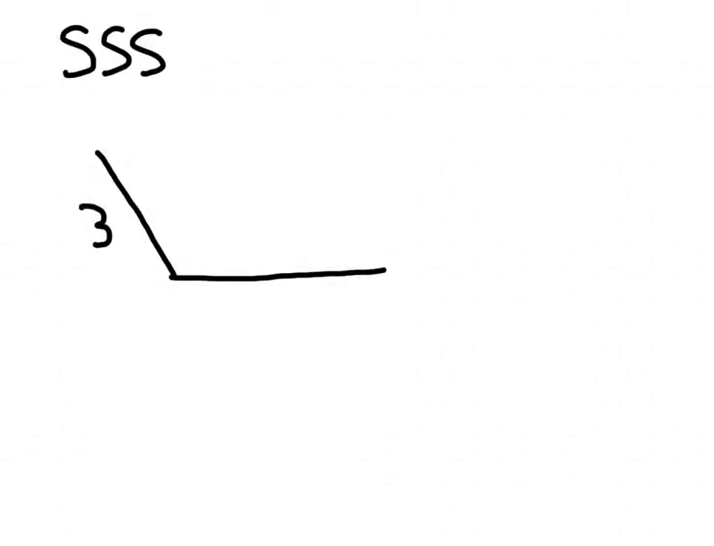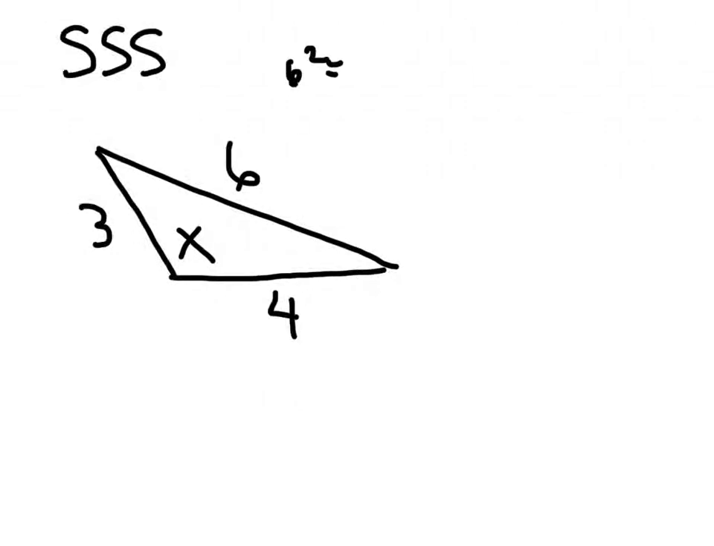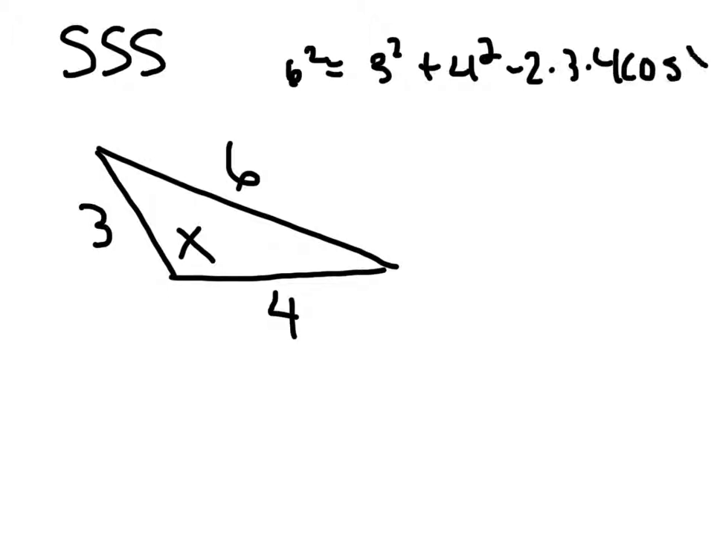Also use law of cosines in the side side side case. So let's say we had a triangle, and this side was 3, and this side was 4, and this side was 6. I wanted to find angle x. My equation would be 6 squared equals 3 squared plus 4 squared minus 2 times 3 times 4 times cosine of x.